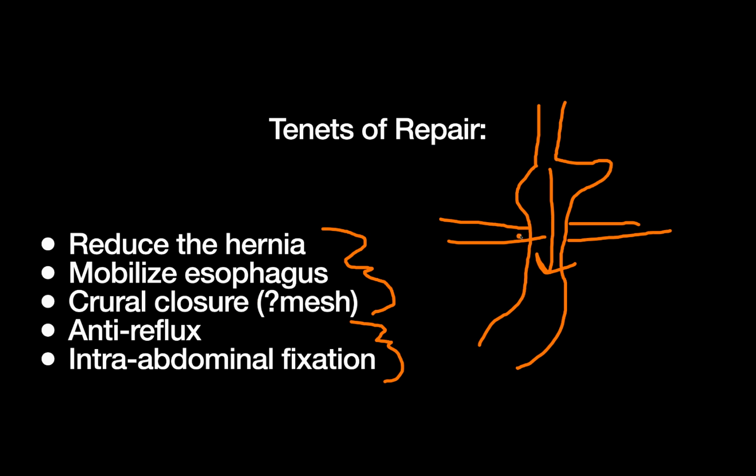We're going to do a crural closure. So these bands of tissue are the two crus, and you can see they get stretched out by the stomach being in a bad position. So they're going to need to be closed back together. Very rarely, they need to be supported with some mesh if you can't get them back together, but that's another controversial topic. Then once we have everything back in place, we have, again, our prevention steps: anti-reflux, fundoplications, and intra-abdominal fixation.